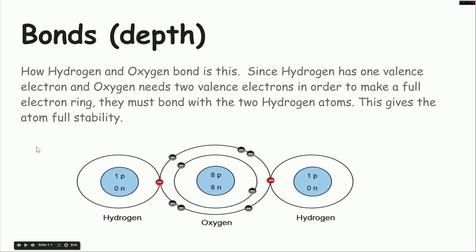Bonds. How hydrogen and oxygen bond is this. Since hydrogen has one valence electron, known as the red with the minus, and oxygen needs two valence electrons in order to make a full electron ring, they must bond with the two hydrogen atoms. This gives an atom full stability.